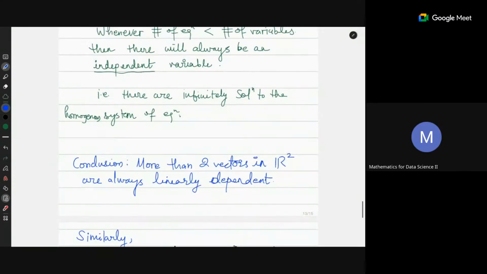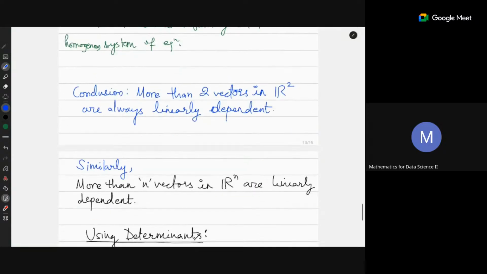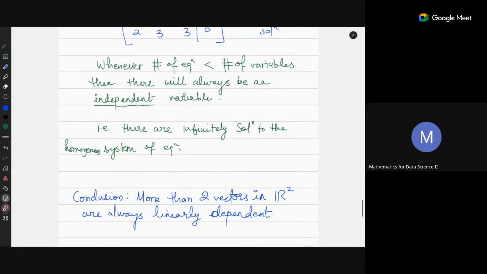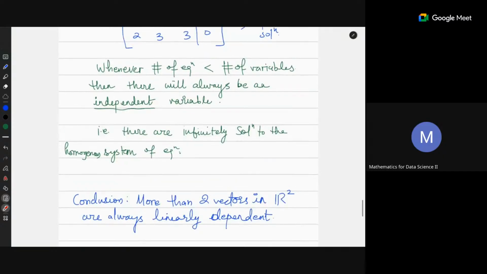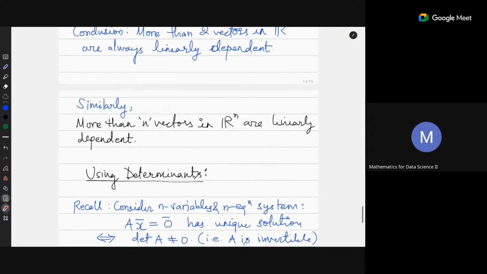The conclusion is that more than two vectors in R2 are always linearly dependent. You can also generalize this into higher dimensions. Whenever you have more than m vectors in Rm, they are always linearly dependent. So, more than n vectors in Rn are always linearly dependent. That is what we have proved here as well. So this is the argument, and this is where it ends.